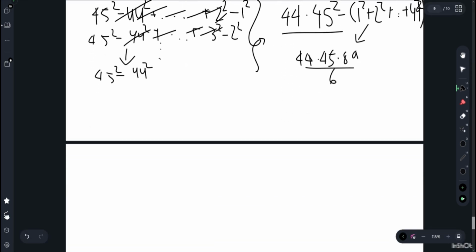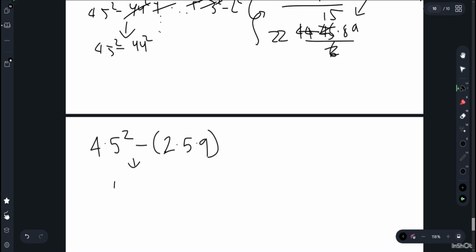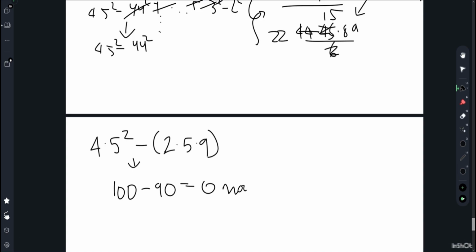So we know that taking mod 10, we have 4 times 5 squared minus, let's do 22, and this is 15, 2 times 5 times 9. And so this is just equal to 100 minus 90, which is equal to 0 mod 10.